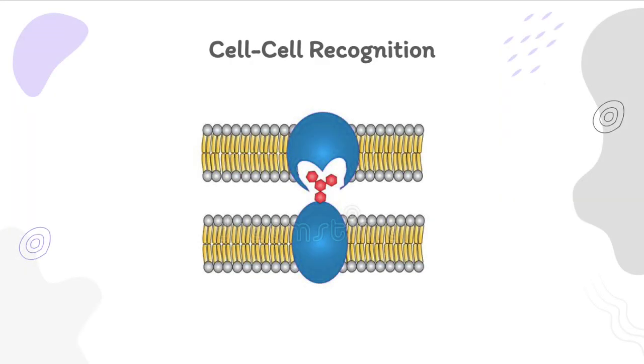Proteins play an important role in recognition, which is when two molecules of the plasma membrane of different cells bind to each other, triggering a response. Glycoproteins are what make recognition possible.